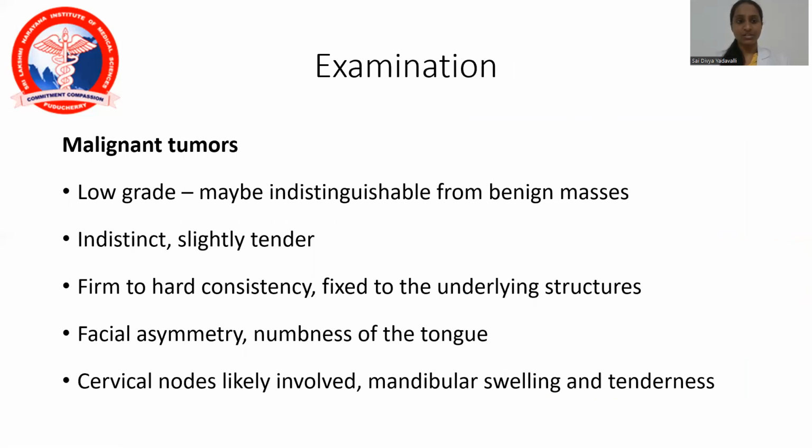On examination, low-grade malignant tumors may be indistinguishable from benign tumors. They may be indistinct, slightly tender, firm to hard in consistency, fixed to the underlying structures. These features suggest a malignant tumor. Other features that suggest malignancy include facial asymmetry, numbness of the tongue, cervical node involvement, mandibular swelling or tenderness.